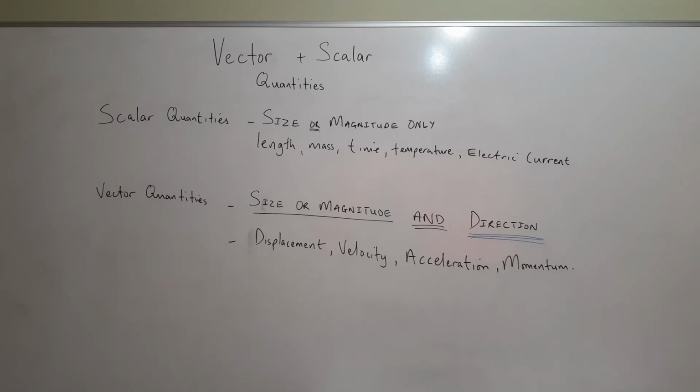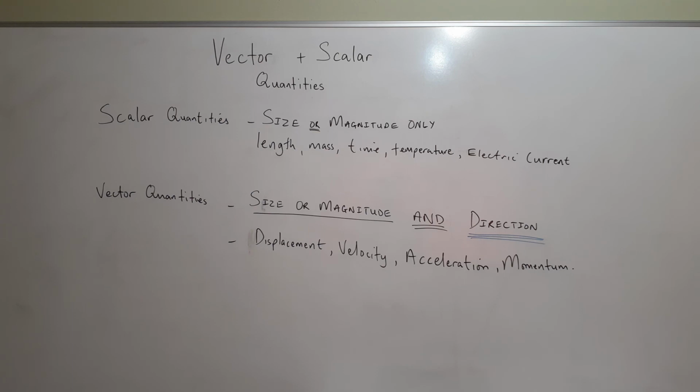So some quantities have both a size and a direction. All right, size or magnitude and direction, and the directions allow us to be able to add and subtract them in different situations, and so on. So that's the fundamental difference between scalar quantities and vector quantities. Scalar quantities are measured by their size or magnitude only, whereas vector quantities have both size or magnitude and a direction.